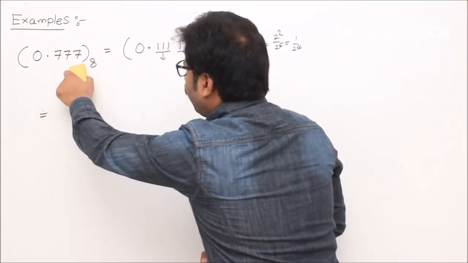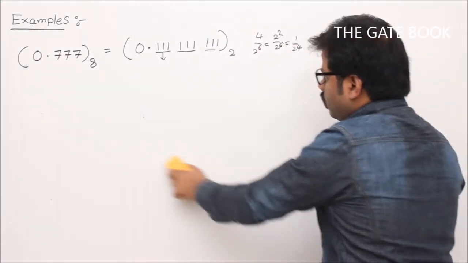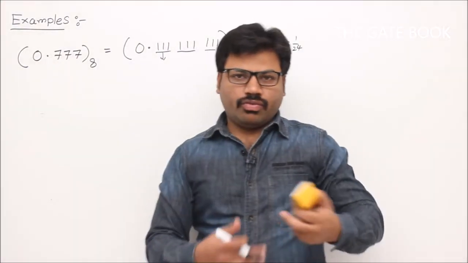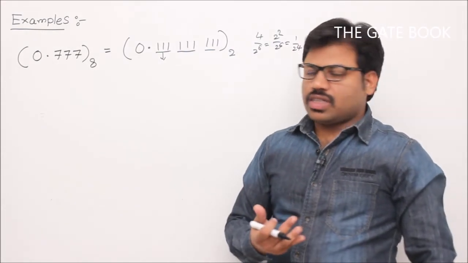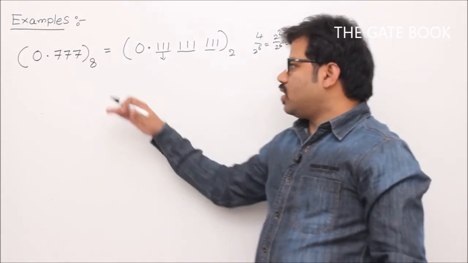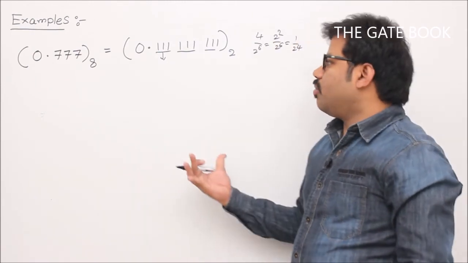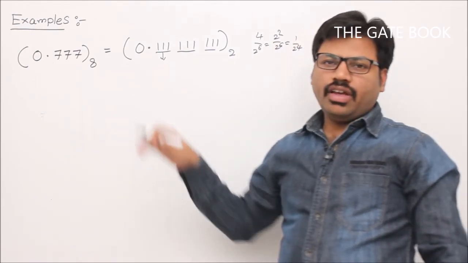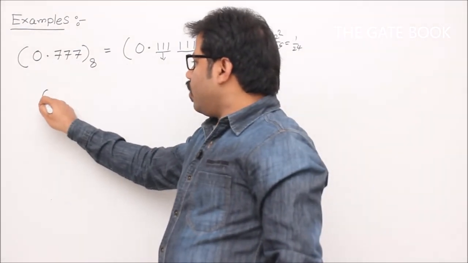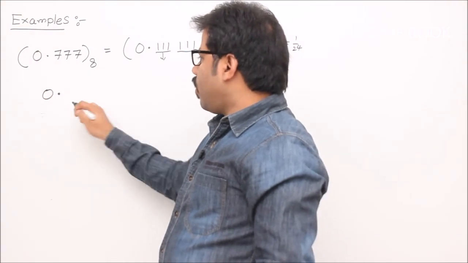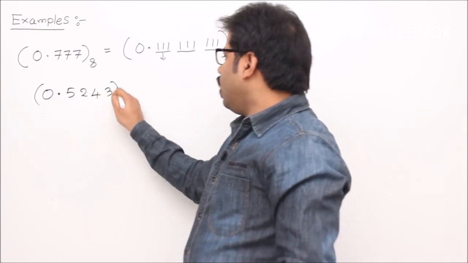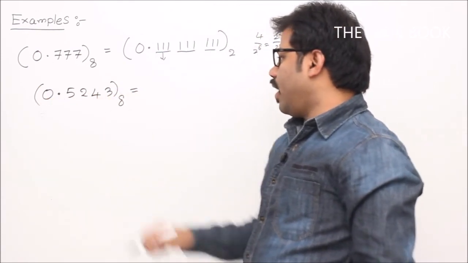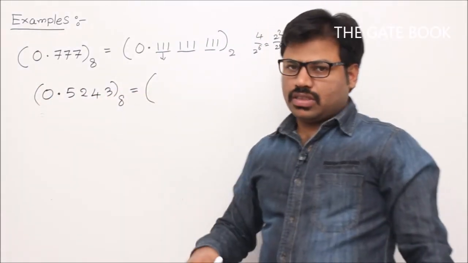From now onwards we remember them blindly. That of course with some general variables I can prove, but that is not really required. That's why I did not do that. I am just explaining you the reasoning behind why these two are equivalent. Okay, from now onwards whenever you have something like 0 point 5 2 4 3 in octal, and if you want to convert it into binary, simply do this process.